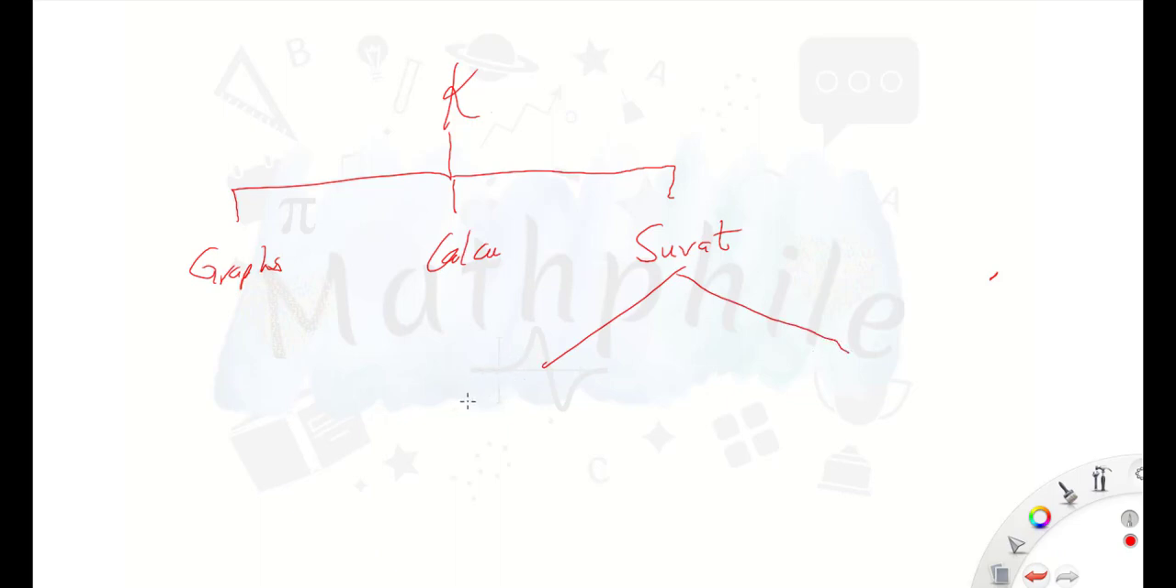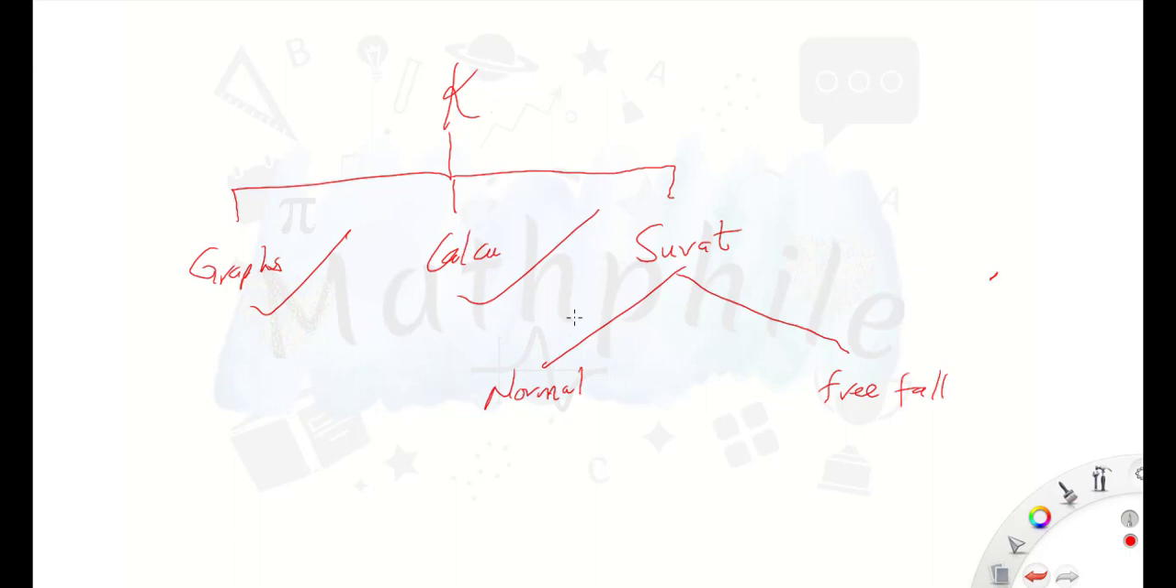That's the normal straight line motion, and we've got vertical motion, so free fall. We've tackled this one. Today we're going to talk about the first part of the SUVAT, that is the normal straight line motion.